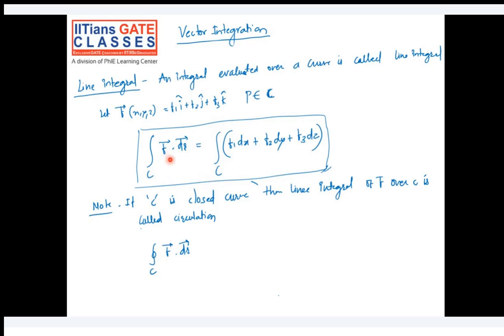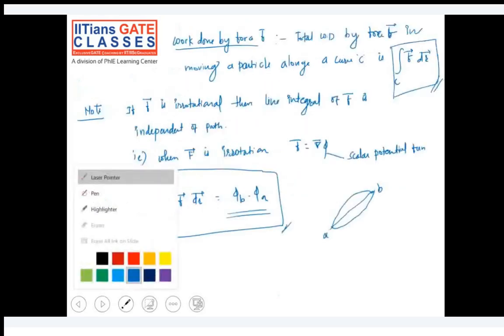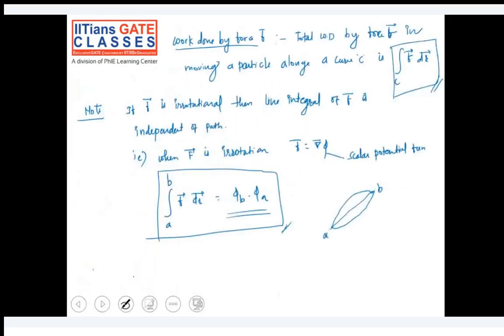Work done by a force f bar. Okay, the total work done by a force f bar in moving a particle along a curve C is given by this. Okay, so f bar is the force you are applying, and dr bar is the distance traveled by the particle along this curve C. Then integration over curve C f bar dot dr bar will give us the work done by force f bar in moving a particle along the curve C.